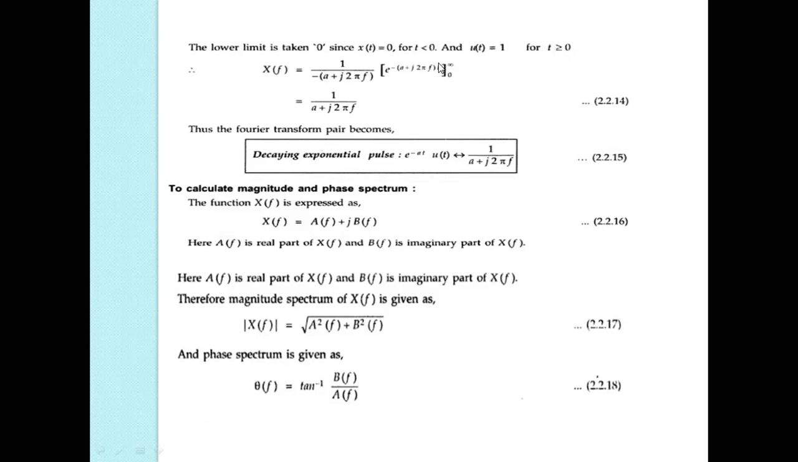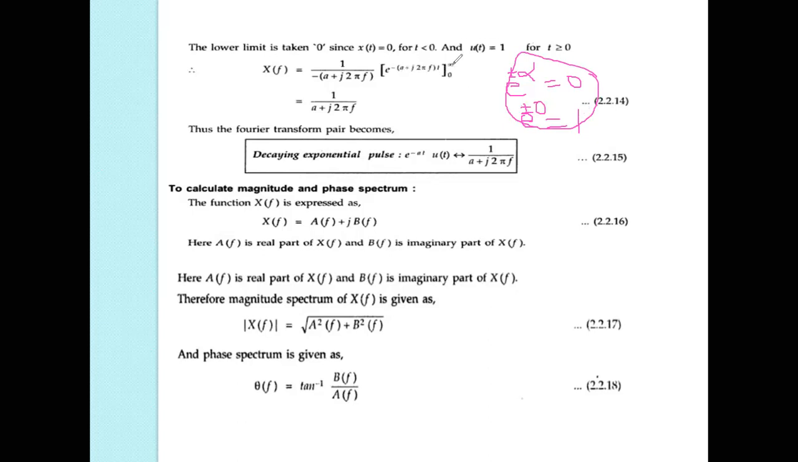When you substitute the upper limit t equal to infinity, e power minus infinity is 0, my dear students. Anything power infinity, the value is 0. With the plus or minus j term, the magnitude is 1. Remember this: anything power infinity is 0, and anything power 0 is 1.